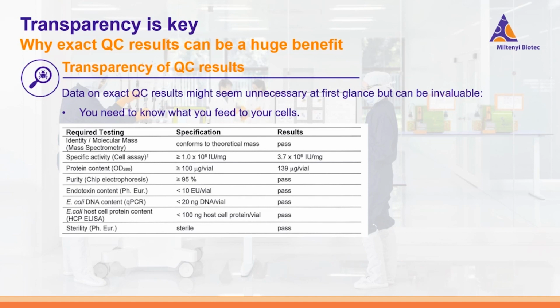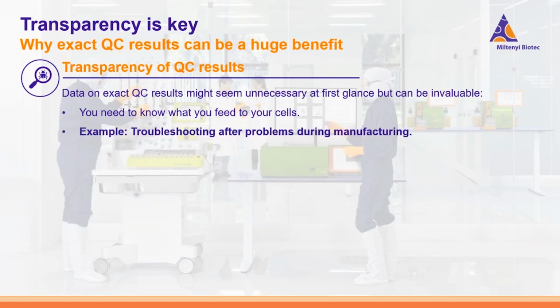And while at first glance these exact QC results might seem unnecessary, they can actually be invaluable because you really need to know what you feed to your cells. And I will now give you an example why it is really important to have the exact QC results for your different batches, with an example on the troubleshooting that occurs after you had problems during your manufacturing procedure.